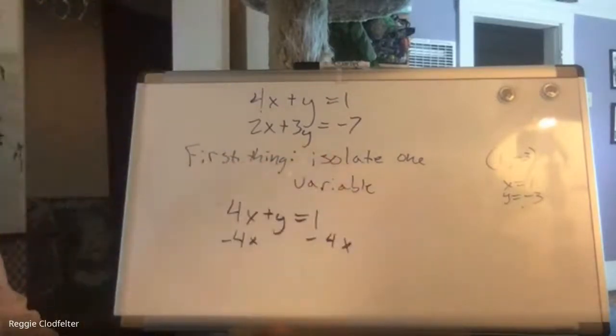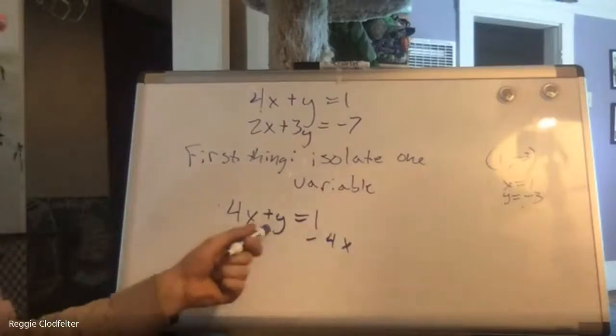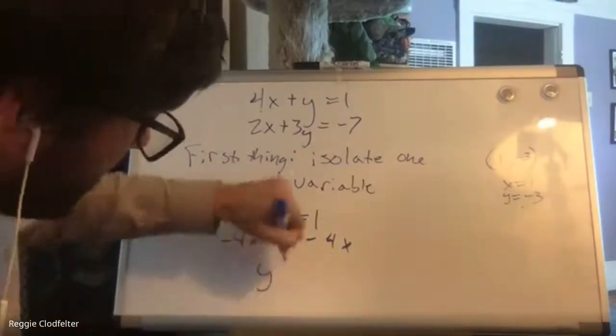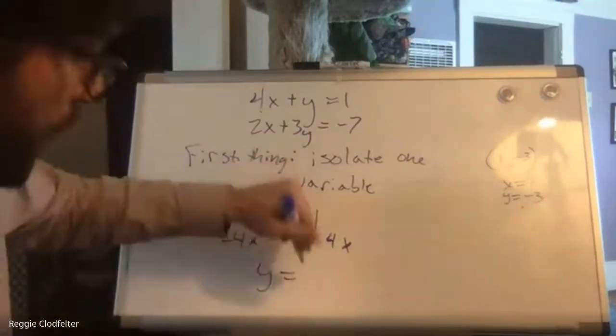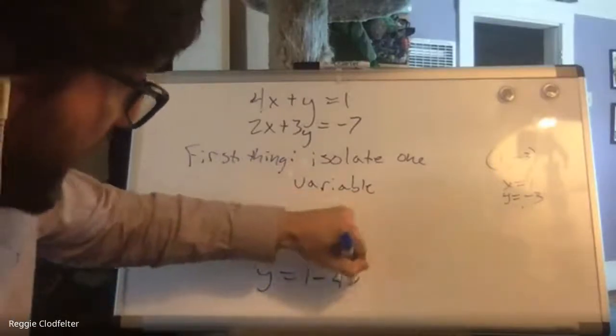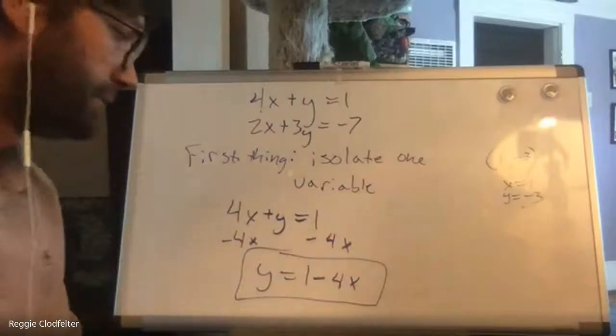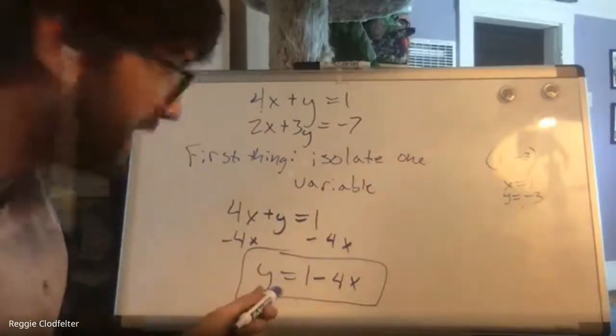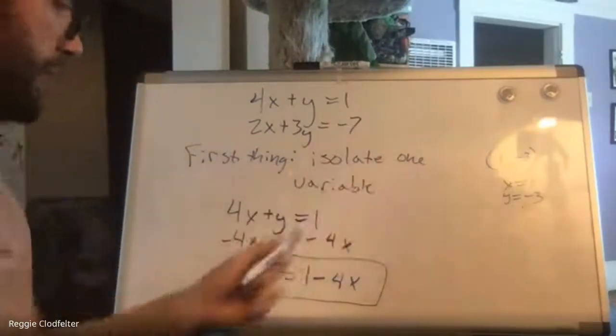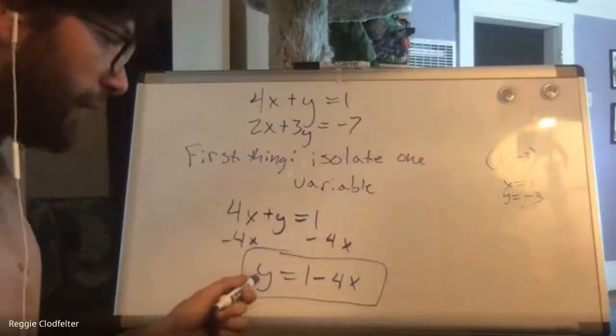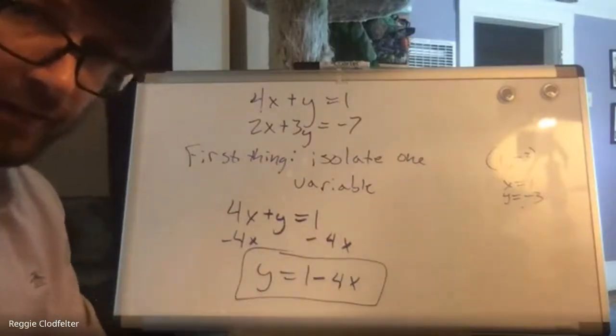I can just subtract 4x from each side, and I now get y equals 1 minus 4x. I have now isolated the y variable. You guys see what I mean by isolating one variable? When I say I want it alone on one side of the equation, is that clear?